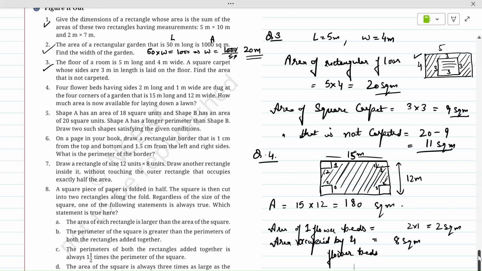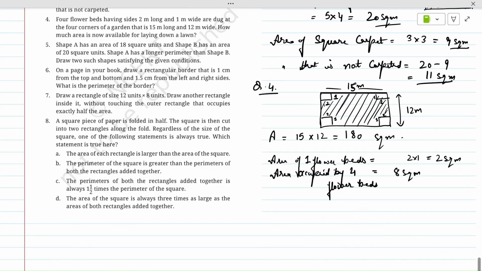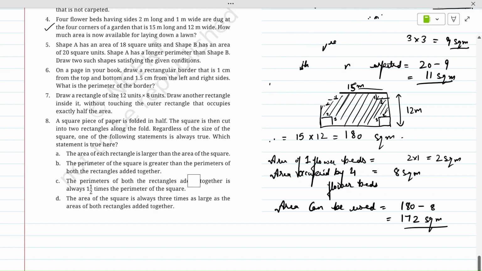Now what we have to find out, we have to find the area which can be used, that is equal to the difference of these two. 180 minus 8 is equal to 172 square meters. So this is the area which can be used for the purpose. Okay, fourth is done. Now coming to fifth one, what it says is, let me just erase it.